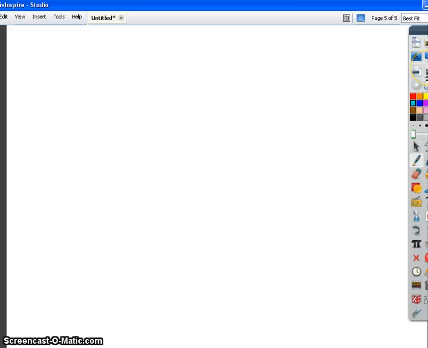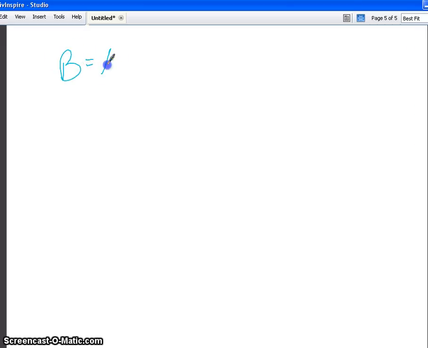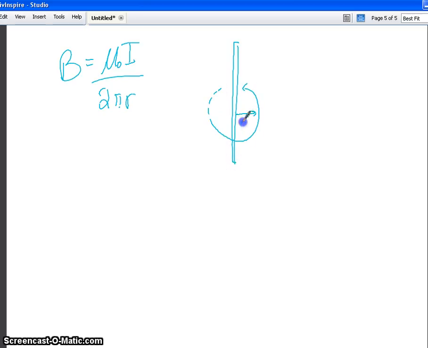Now, we do have a formula for this. The magnetic field produced by a current carrying wire is the permeability of free space times the current in amps over 2 pi r, r being the radius away. We had that picture of the wire, and then the current going around it. This would be r, the radius away from the wire. As you can tell, the higher the radius, the less the magnetic field, which is pretty logical.